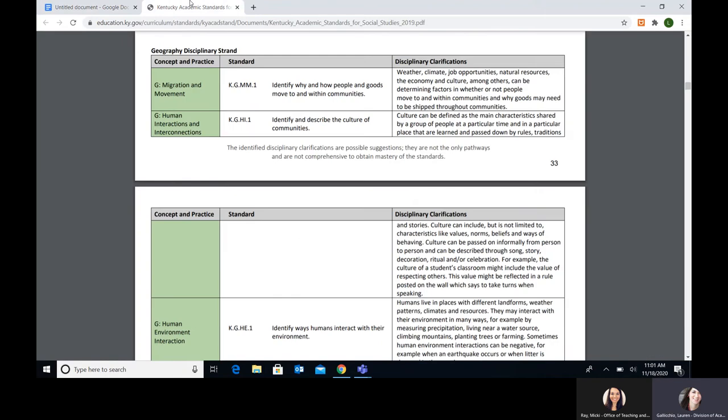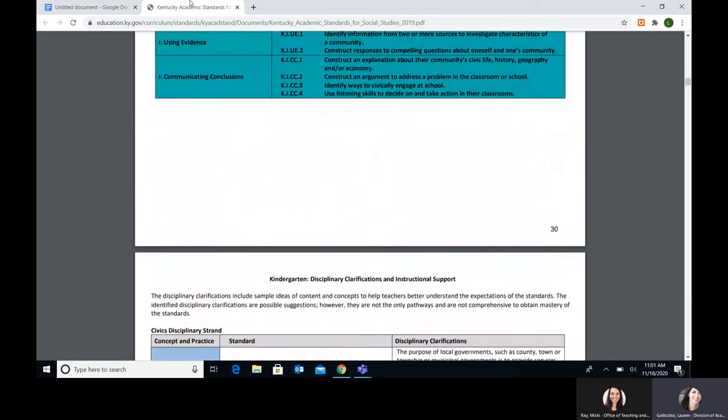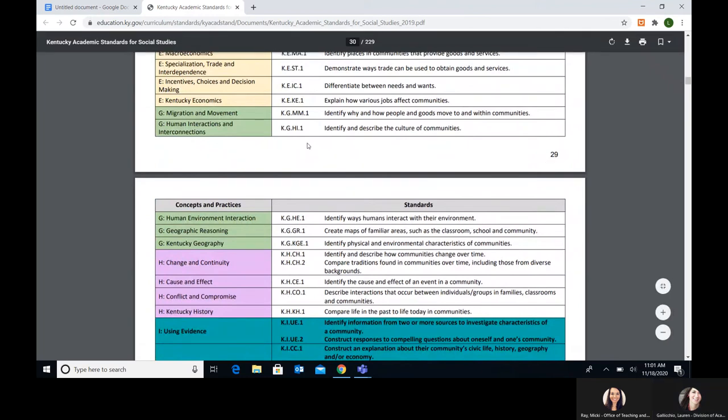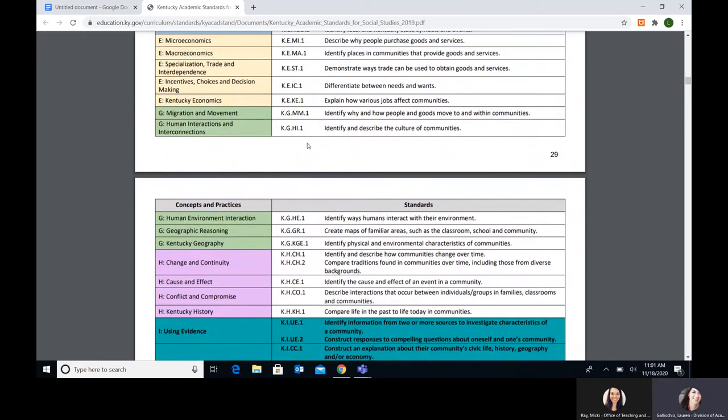We'll go back up in the document to look at the history standards. There are lots of choices here. I sort of like the second one: traditions found in communities over time.